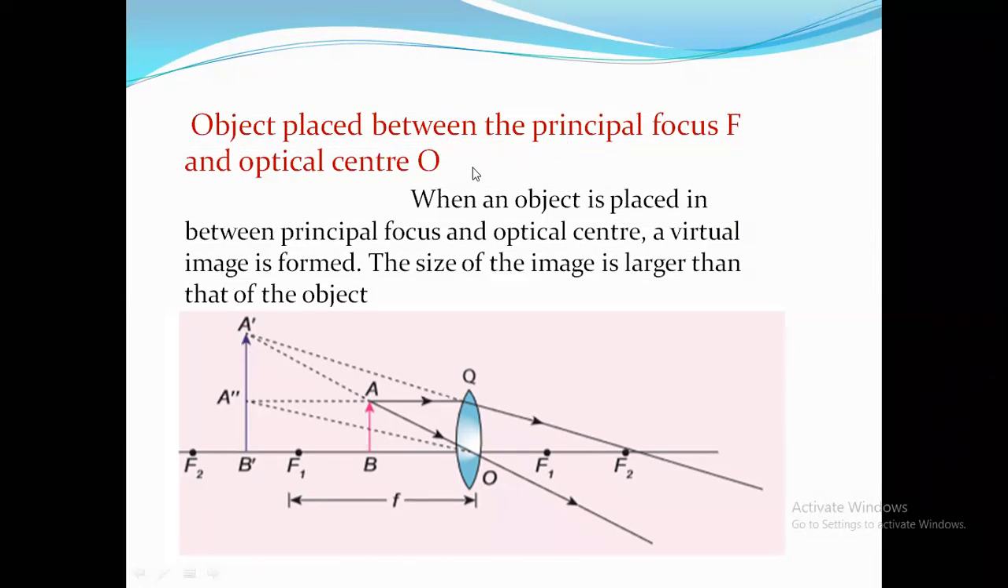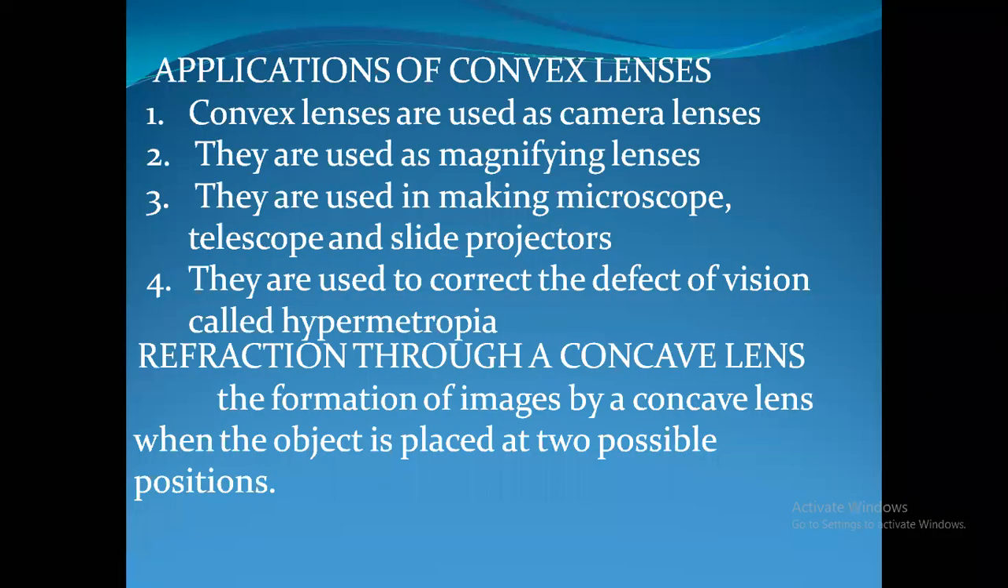So, the object placed between the principal focus F and the optical center O, a virtual image is formed, not the real image. The size of the image is larger than that of the object. Okay, this is the image formation.